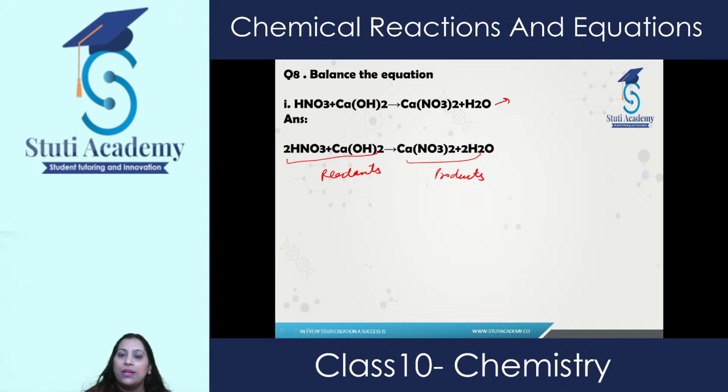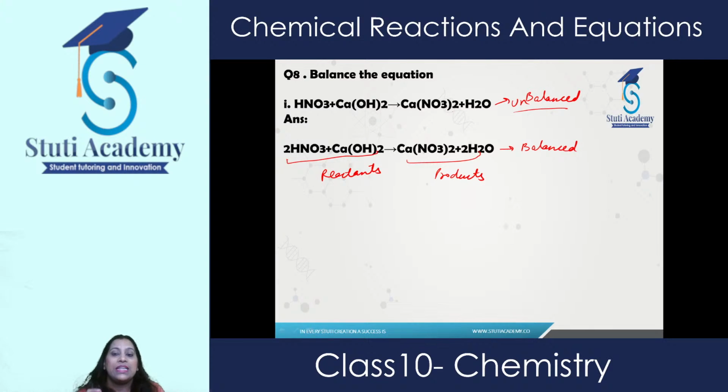And this one is a balanced chemical equation. So this one is unbalanced and this one is a balanced chemical equation. What's the difference between balanced and unbalanced? As you can see here, if you look at the elements, they are not balanced. It means they are not equal on the reactant side and on the product side. So that's why we call it an unbalanced equation.